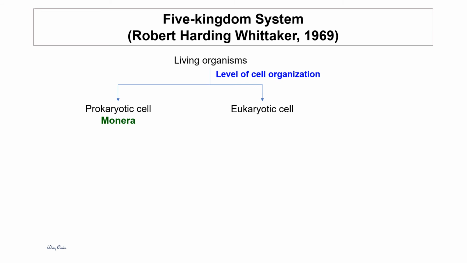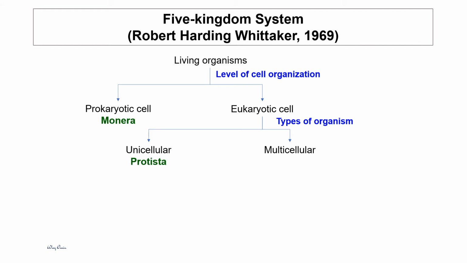However, living organisms that consist of eukaryotic cells will move on to the second criterion, which is the types of organisms. Do the organisms consist of only one cell or more than one cell? If they consist of only a single cell, they are under kingdom Protista. And the multicellular eukaryotes can be classified according to the third criterion, which is the mode of nutrition.